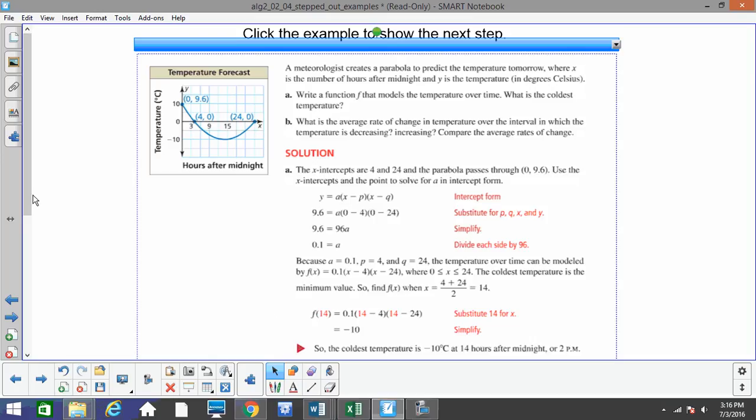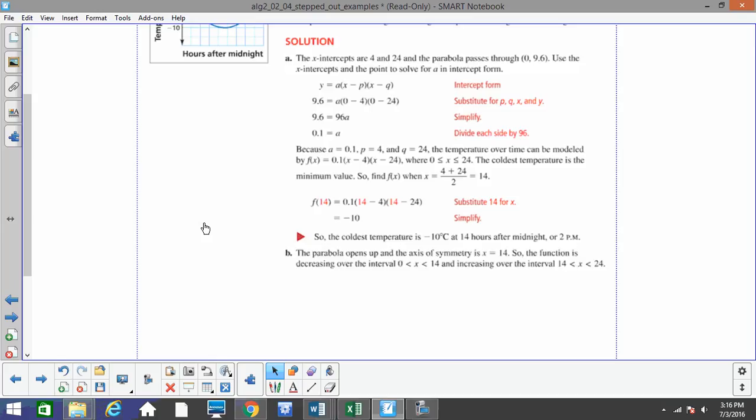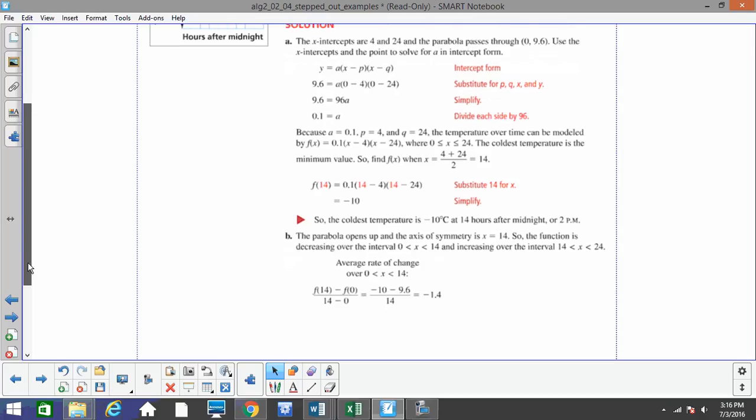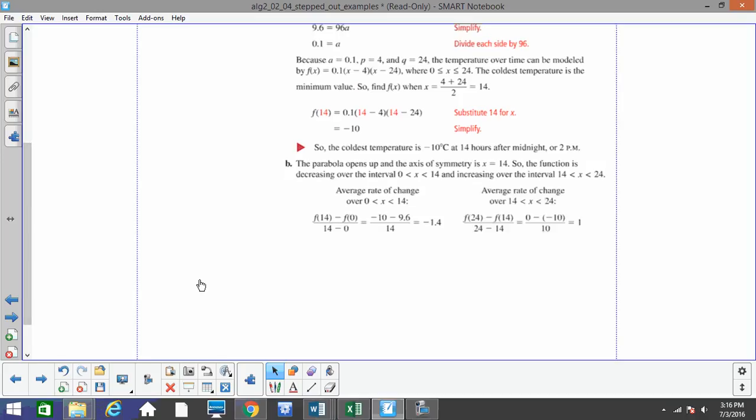So the parabola opens upward. There's an axis of symmetry at x equals 14. So it's decreasing between 0 and 14 and increasing from 14 to 24. So the average rate of change when it's decreasing is negative 1.4. For the average rate of change between 14 and 24, it's 1.